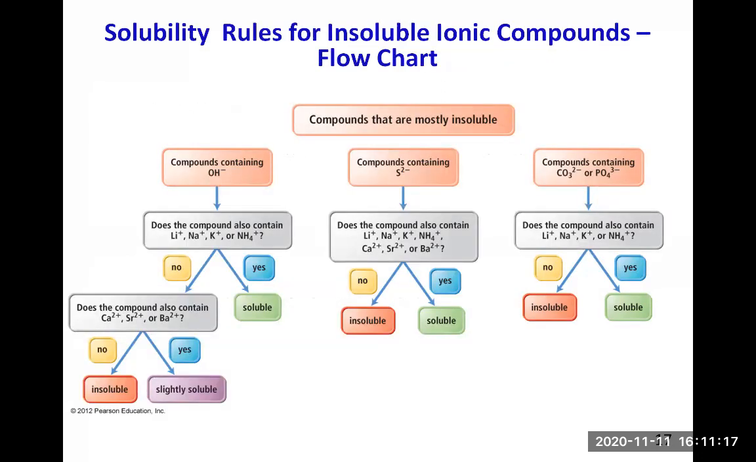So let's look now at the flowchart for the compounds that are mostly insoluble. All of these lead to insoluble compounds most of the time. These are the hydroxide ion, the sulfide ion, the carbonate, and the phosphate. If we start from the right side here with the phosphate and the carbonate, they are mostly insoluble. However, if they contain lithium, sodium, potassium, or ammonium, then they will be soluble, because remember how these have no exception in the solubility rules. So even with carbonate and phosphate, they will be soluble.